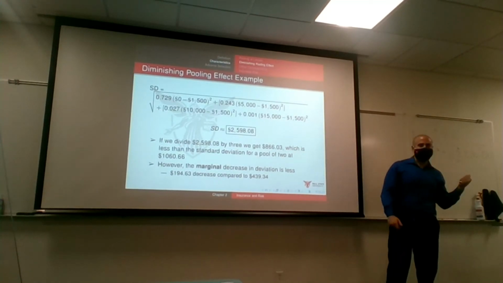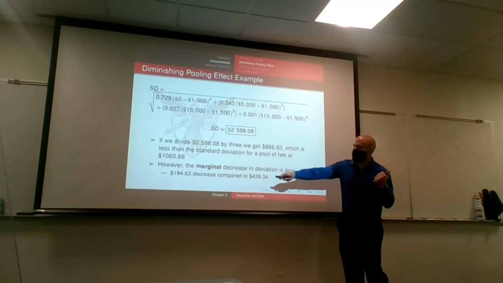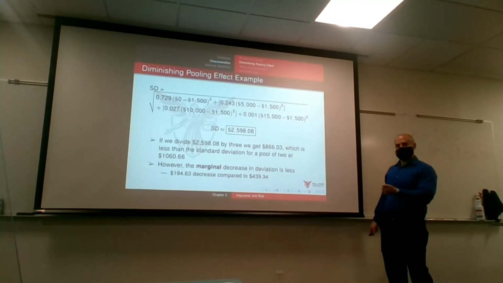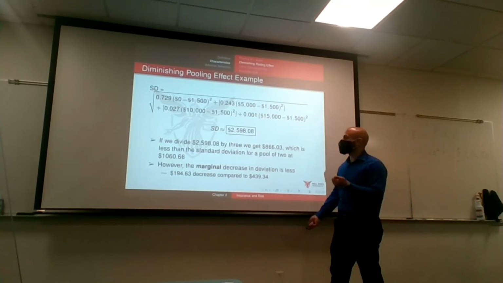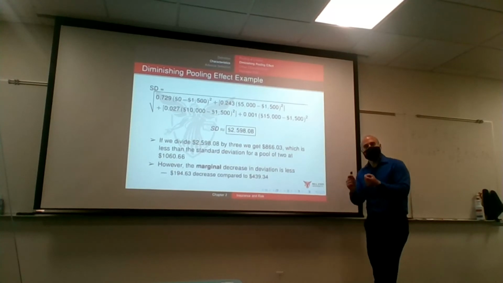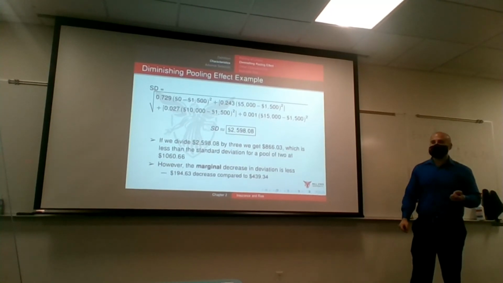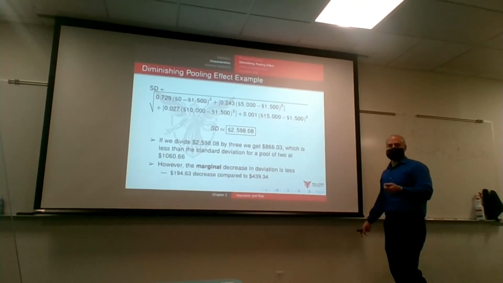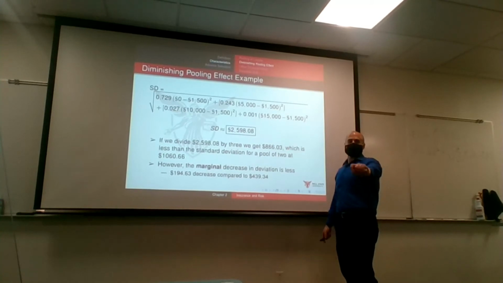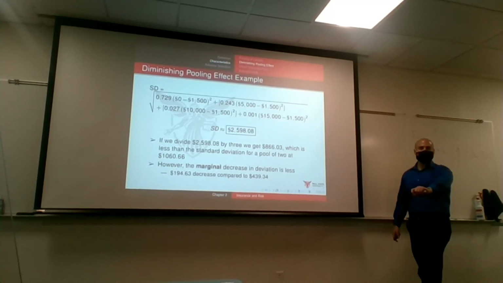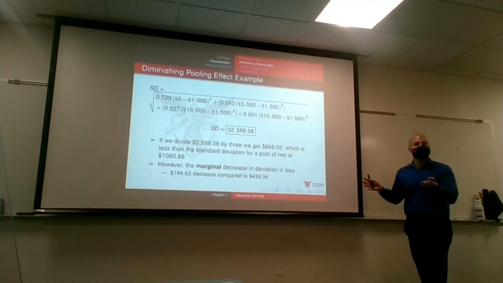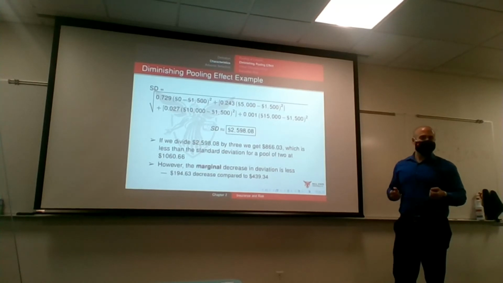So recall we decreased by $439. We add that third person, we only decreased by 194. And this would keep happening. Theoretically, this marginal decrease is always going to be greater than 0, but it's going to get closer and closer to 0. Okay? So there's an asymptote there, and it's at 0, but it will never reach it. So deviation is never going to be 0. You could say if we have the entire population, then I guess we could argue there's no deviation. Okay, if we could somehow have the entire population.